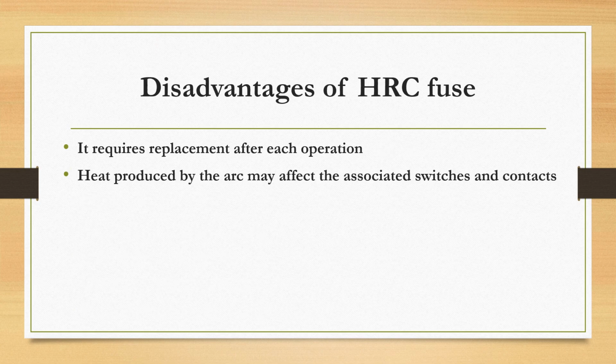While selecting HRC fuse for different applications, we need to take its disadvantages into consideration also. So which are the major disadvantages? First one is it requires replacement after each operation. That is a major disadvantage of HRC fuse. In case of a rewirable fuse, we can use the same unit just by replacing the fuse element. But it is not the case with HRC fuse.